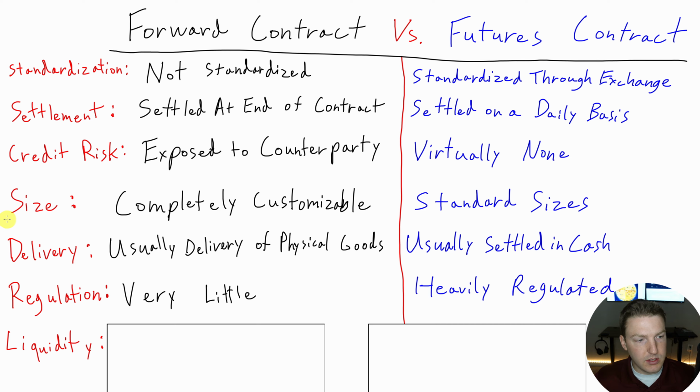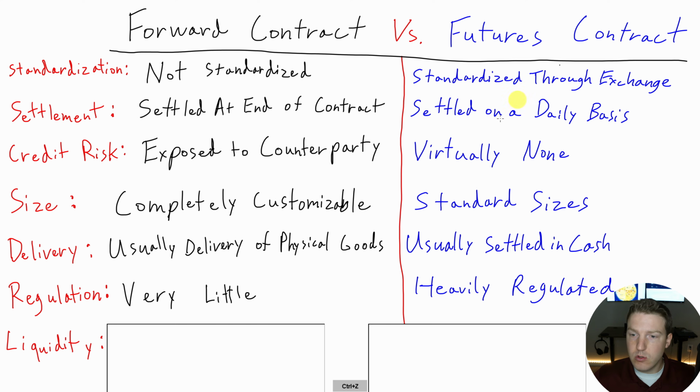The next category is the size of the contract, right? So the forward contract is completely customizable. In the example I gave on the previous screen when we did a forward contract, we just had 1 barrel of oil. But let's say we wanted 5,587 barrels. We could have decided that that would be the number of barrels underlying that contract.